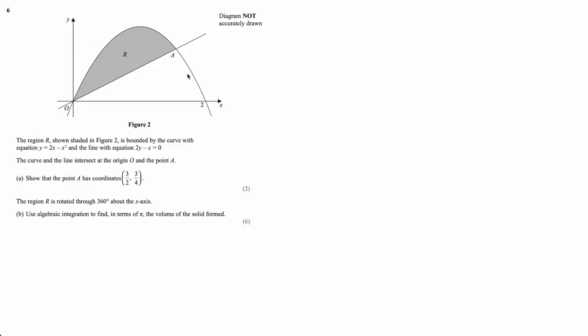Okay, so we're given this diagram. This kind of explains it. It says show the point A has coordinates 3/2, 3/4. A is the point of intersection. So firstly, guys, this is the line. I can rearrange this into y equals x over 2. So that's the line. The point of intersection is where they meet, so where they are equal. So I'm going to say, where does x over 2 equal 2x minus x squared?